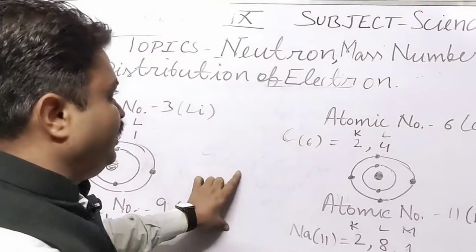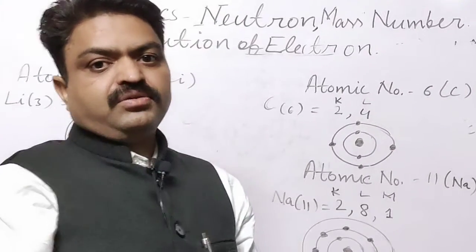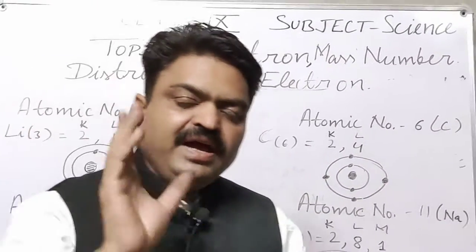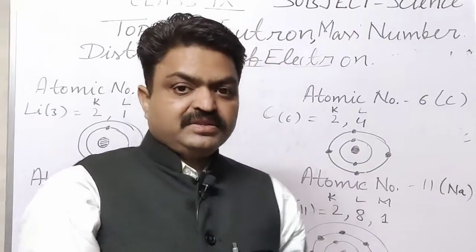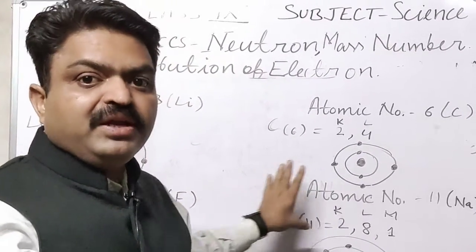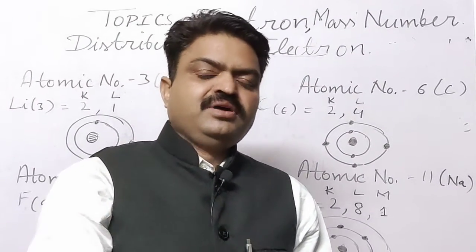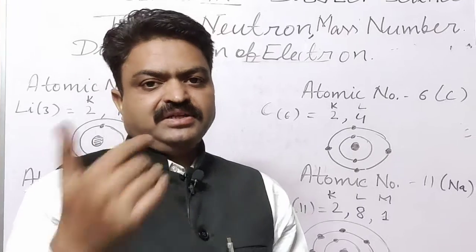So in this way we distribute the electrons in the atomic structure of the particular atom of an element, students. And it is the most important topic, and with the help of this you can also get the valency. So about the valency, isotopes and isobars we will discuss in our next segment.